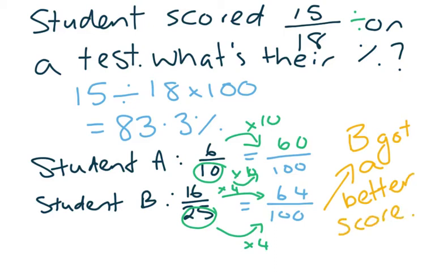Okay, so that's how you can do it mentally. Mentally, you look to try and put it over 100. If you can't put it over 100, you try and put them over the same fraction. Okay, but given that we're doing percentages, if we were to ask you a mental question, we would want you to try and get them over 100, and then state which student had the better percentage.